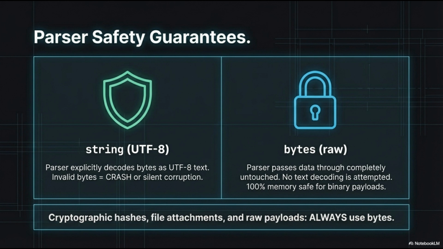Or, even worse, it will silently replace the invalid bytes with replacement characters, permanently corrupting your binary payload. Oh man, silent data corruption is the absolute worst. It is. So the bytes type exists as a safety net. It basically tells the compiler, hey, hands off. Do not run this through a text decoder. Just pass this to the application as a raw byte array in Java or a raw bytes object in Python.